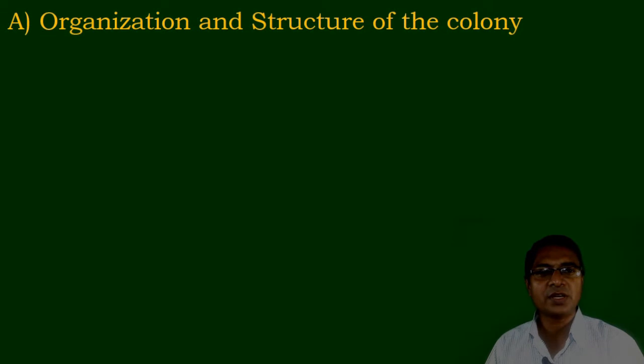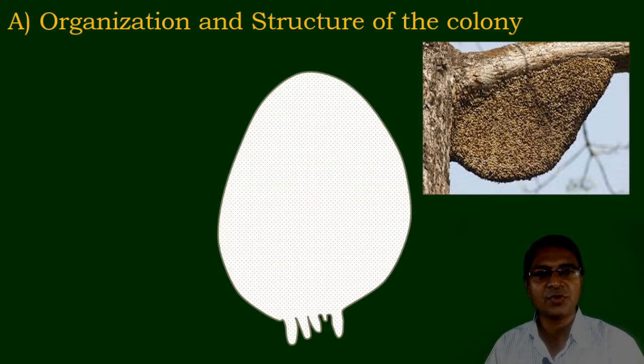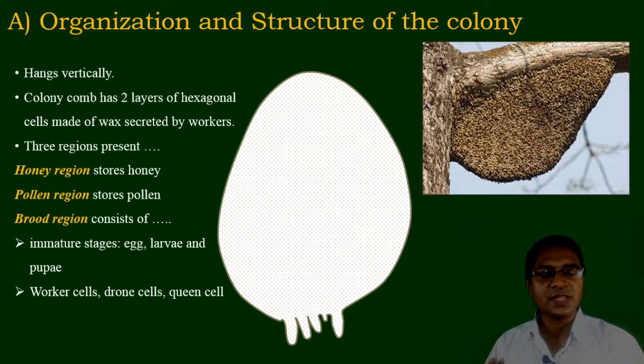Now, first we will discuss the organization and structure of the colony. This is the comb of the honeybee species Apis dorsata, and we focus step by step on the structure of the colony, what it presents, the number of the cells here. First is the comb, which hangs vertically. It means the foundation of that comb is located at the lower side of the tree branches here.